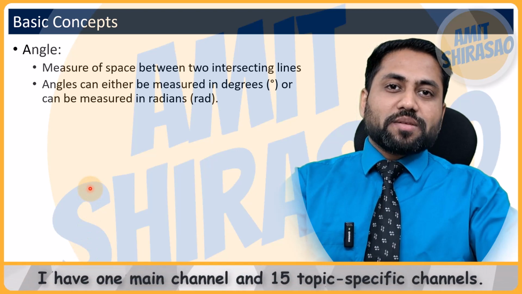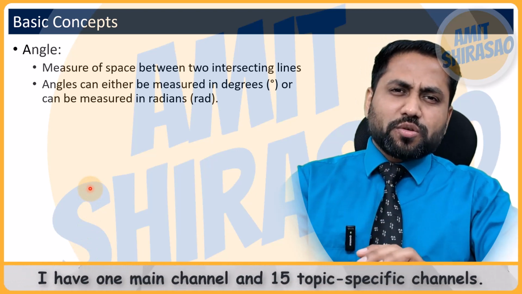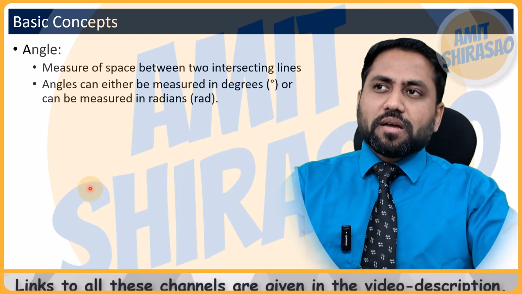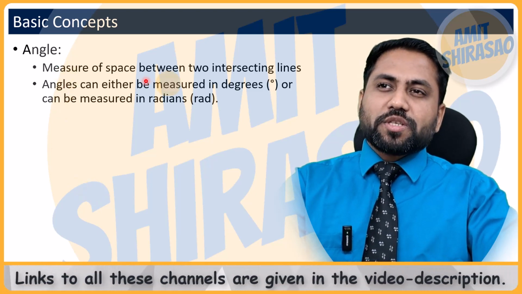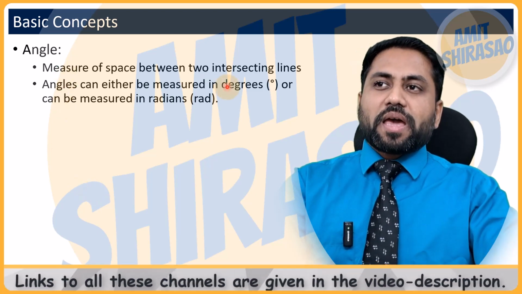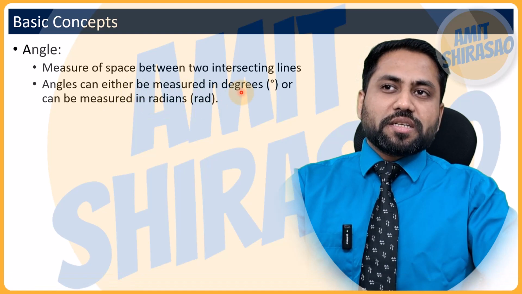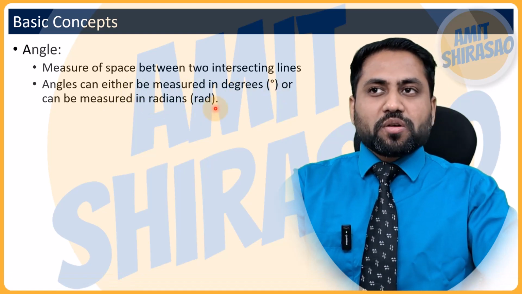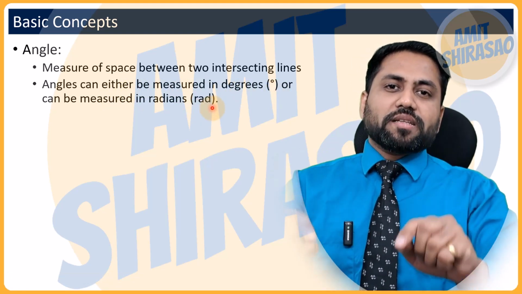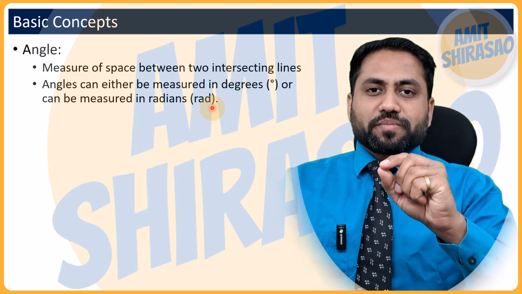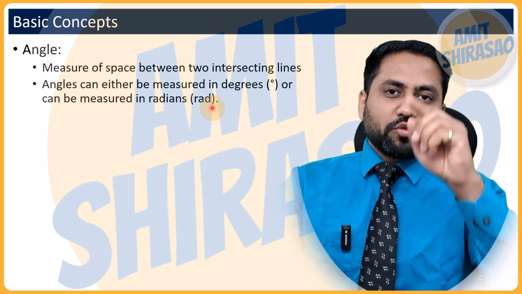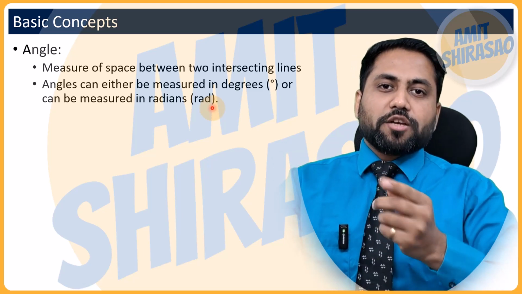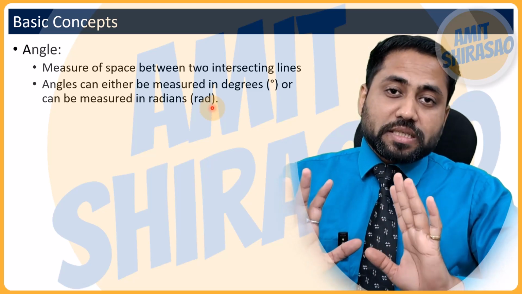So what are the basic concepts? These are the concepts that you need to know before we even start. What is an angle? Angle is a measure of space between two intersecting lines. Angle can be measured either in degrees or in radians. So what is radian? Pi radian means 180 degrees. So pi by 2 means 90 degrees, and 2 pi means 360 degrees.